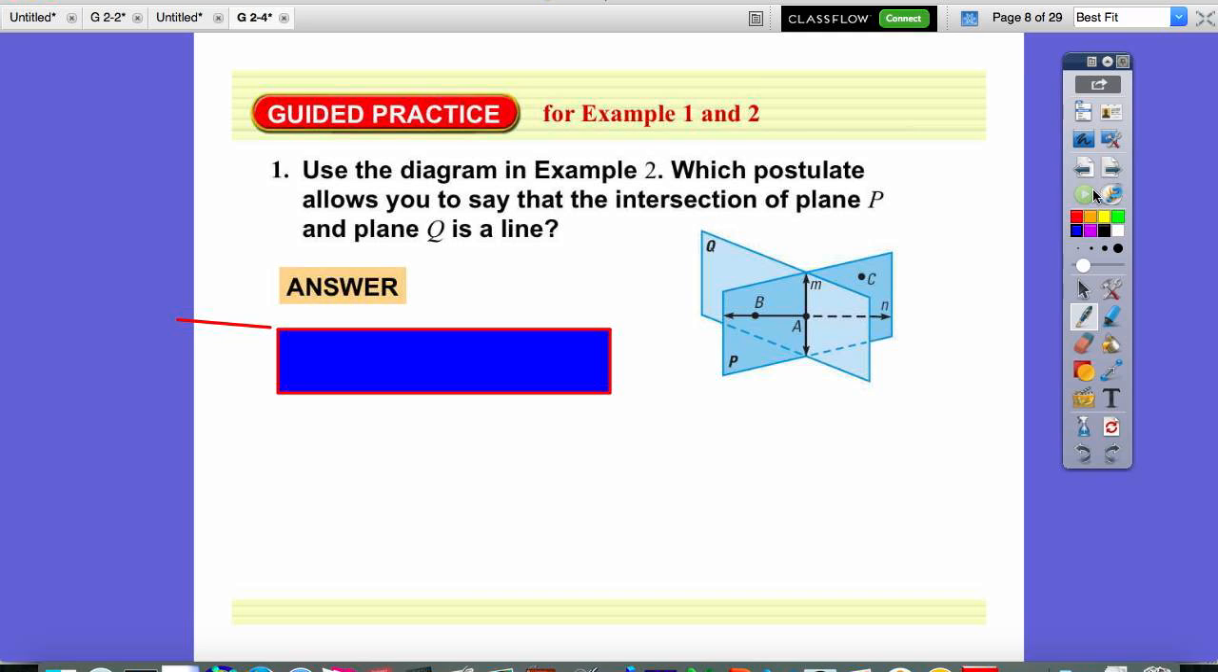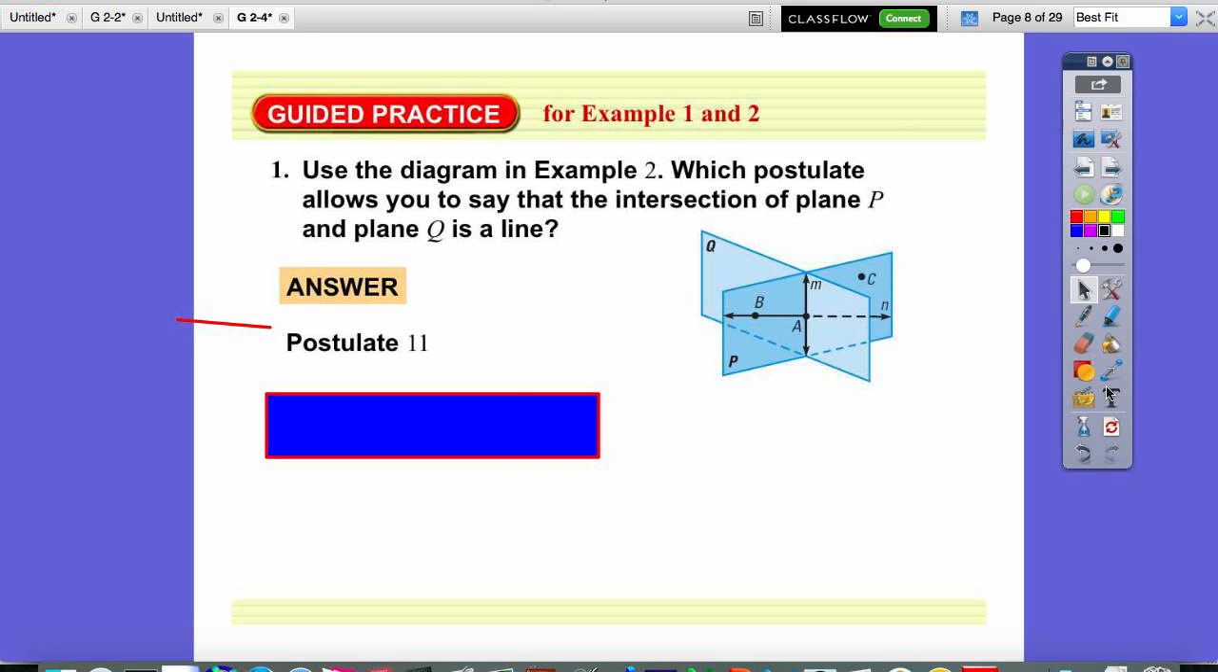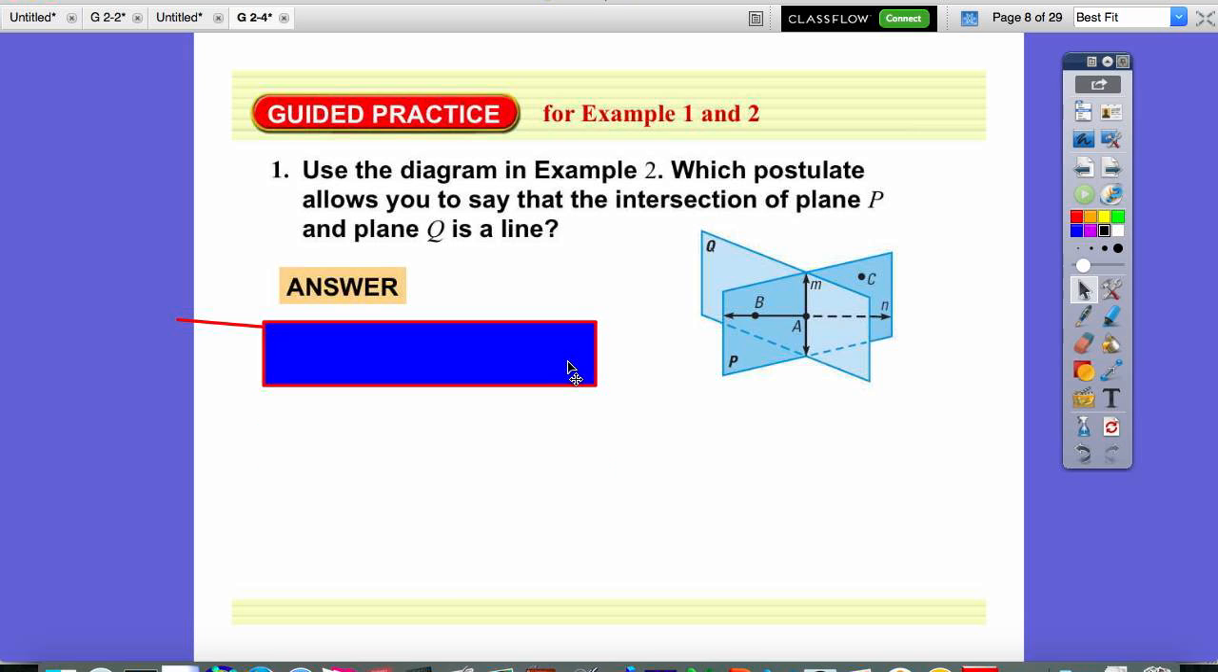Use the diagram in example 2, which postulate allows you to say that the intersection of plane P and plane Q is a line? It's postulate 11, but as I said, I'm not worried about you remembering postulate 11. I would say something like, what can you use this diagram to tell you about planes that intersect? So you could actually say plane Q and plane P intersect in line M.